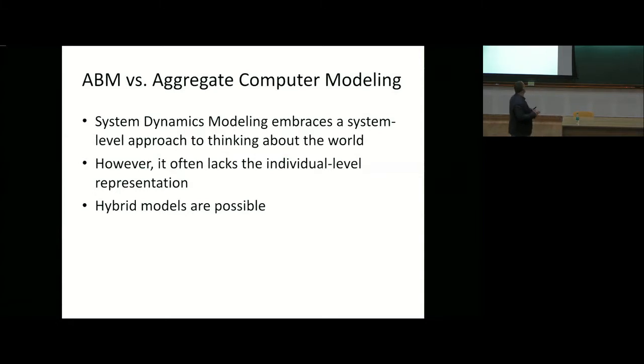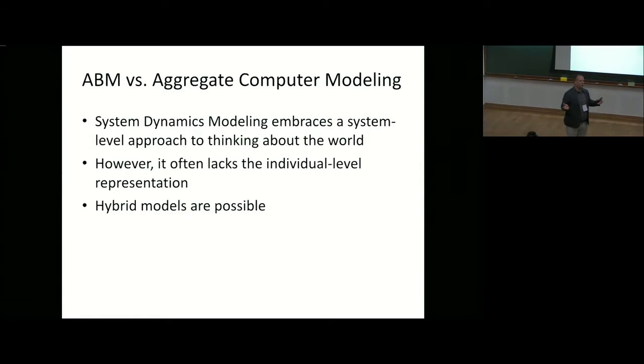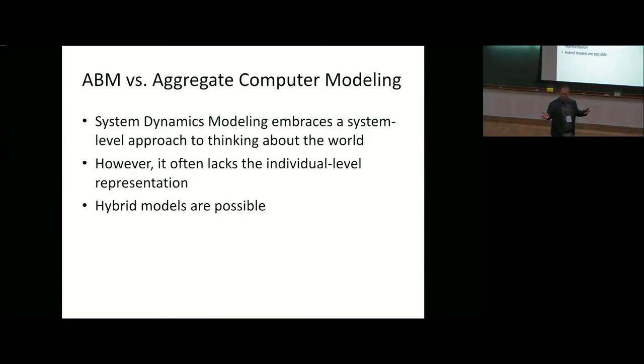System dynamics modeling is great because it embraces the system-level view of the world, which agent-based modeling also embraces, right? It says that the results, the patterns of the world that we see are not the result of any one general system, they're the result of many components resulting in that overall system.